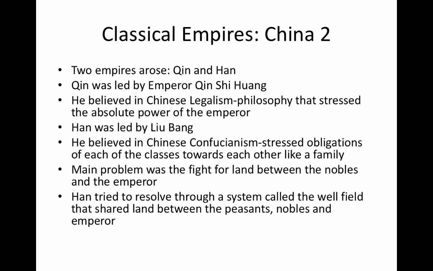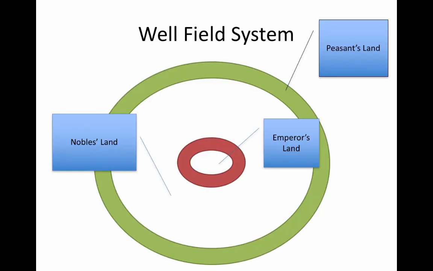Eventually, the Han tried to resolve this through a system called the well-field system, and I'm going to show that to you right now. You might get confused by this and think, oh, look at that, the emperor's land is so small, he must have not really been so important in this society, which makes sense looking at the picture. Actually, the emperor's land was considered to be sacred, even though it's the smallest amount of land. The nobles' land, very large, the predominant amount of land, and the peasants' land on the ring on the edge.